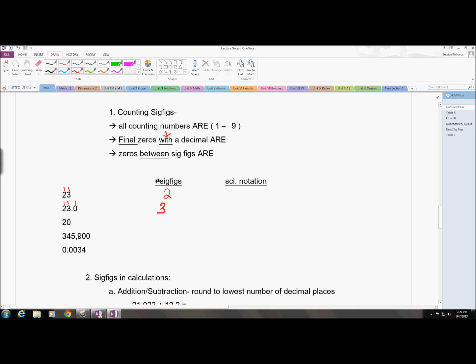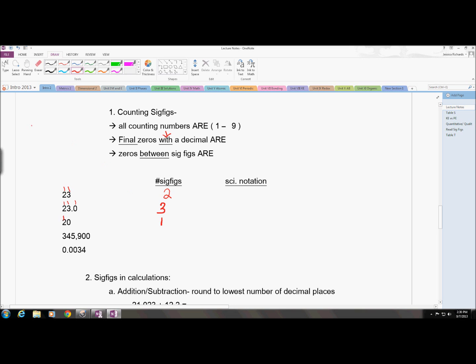Compare that to 20. 2 is a counting number, he counts. Does it end in 0? Yes. Is there a decimal here? No. So this one doesn't count. 20 only contains 1 significant figure.